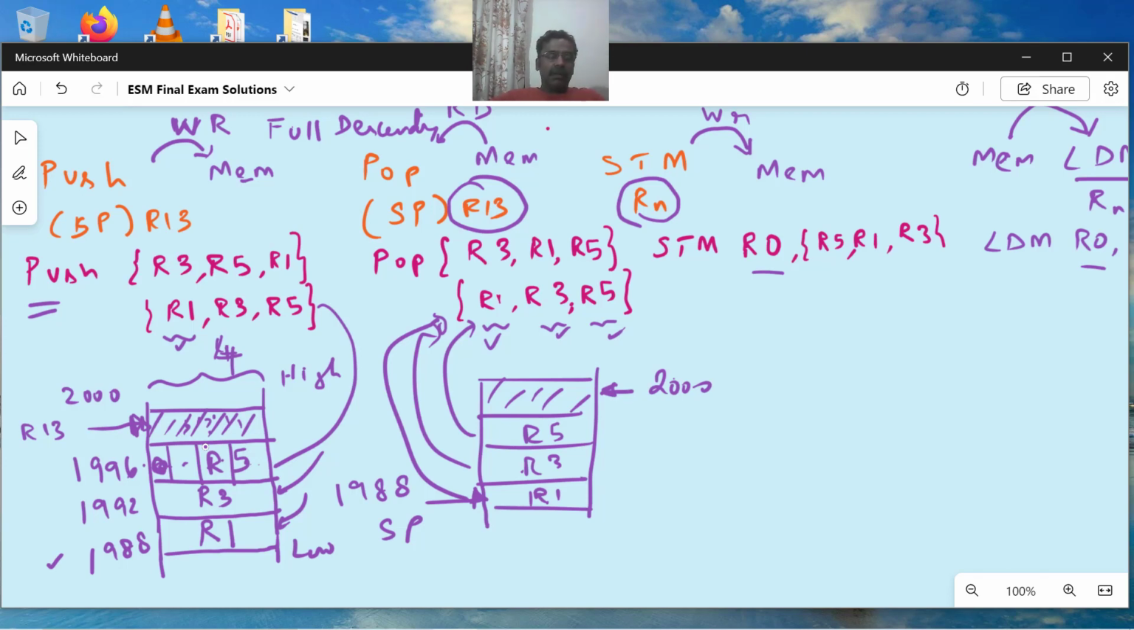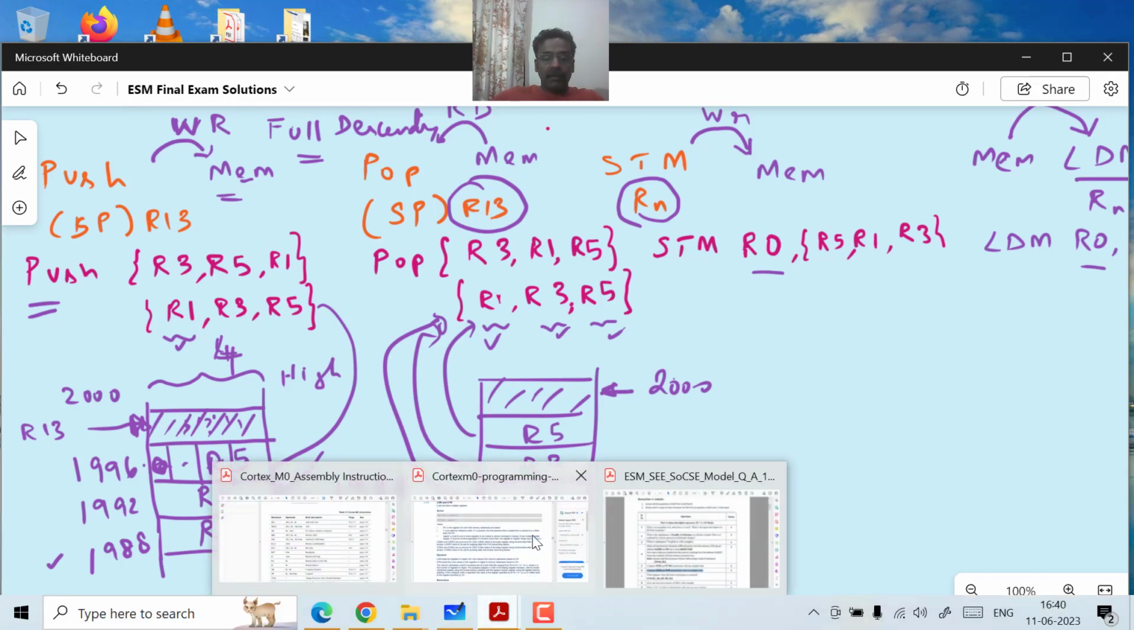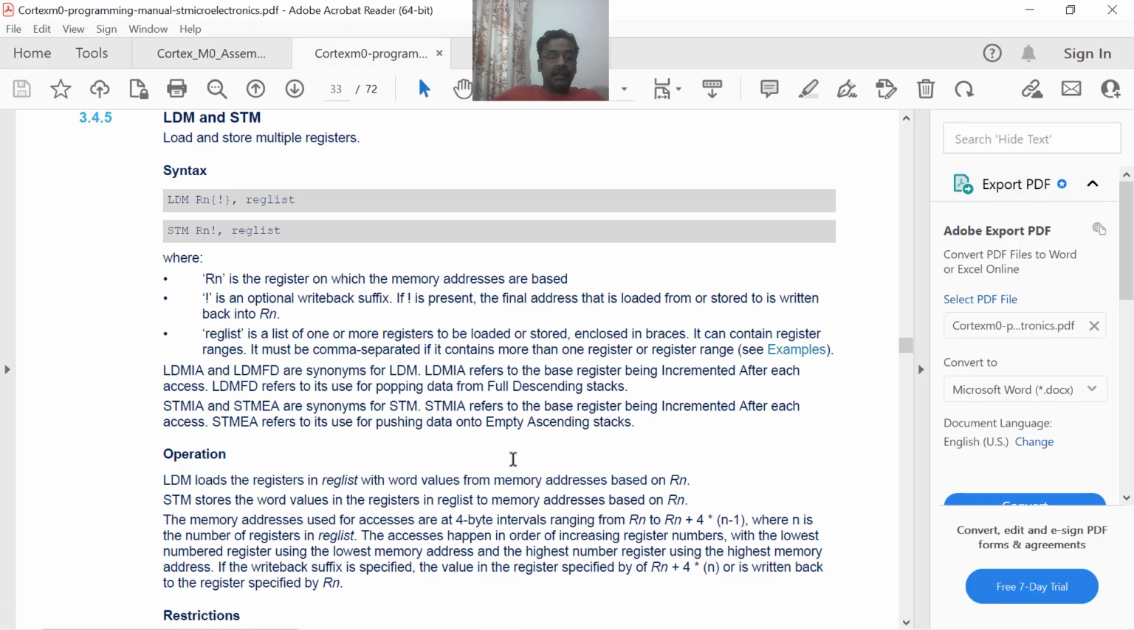Now this stack is a full descending stack, which is a type of stack. Now in terms of operation, we can also say that for every push operation it is going to decrement and then push it. Okay, so now let me show a manual which I will also be sharing along with the video. I will put it in the classroom.